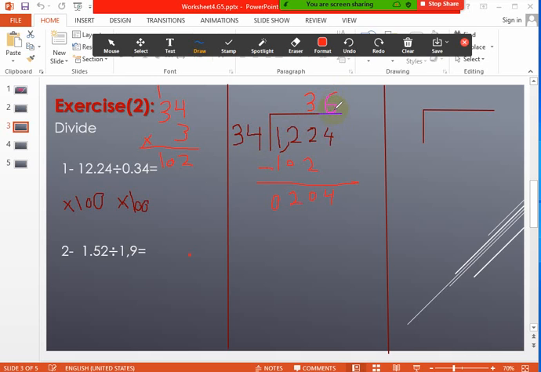Now, let's try. 6 multiply 4 equals what? 24. So I'll put 4 here and 2 above the 3. 6 multiply 3 plus 2. Very good. If we subtract those two numbers, 0, 0, 0. So the quotient will be what? 30. Very good. Thank you, Emma. 36. This is the quotient.